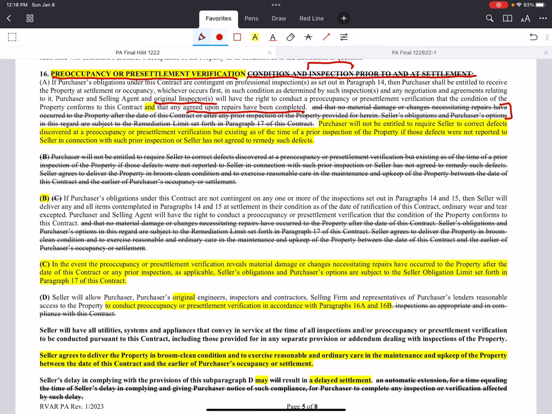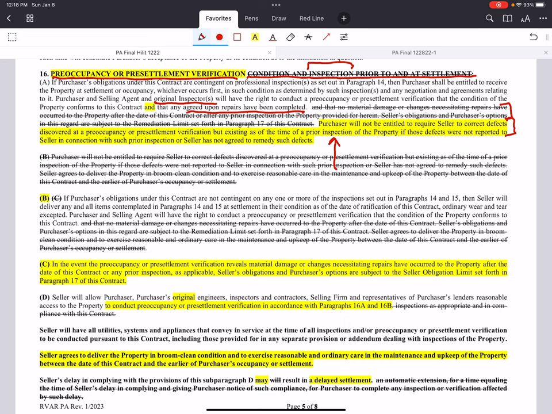We moved it. In paragraph 16A, we struck the conversation about material defects or material damage or changes necessitating repairs, and we moved it to another place, and you'll see why here in just a minute. You'll also see that this new language that's highlighted right here is just simply taking paragraph 16B and moving that language up.